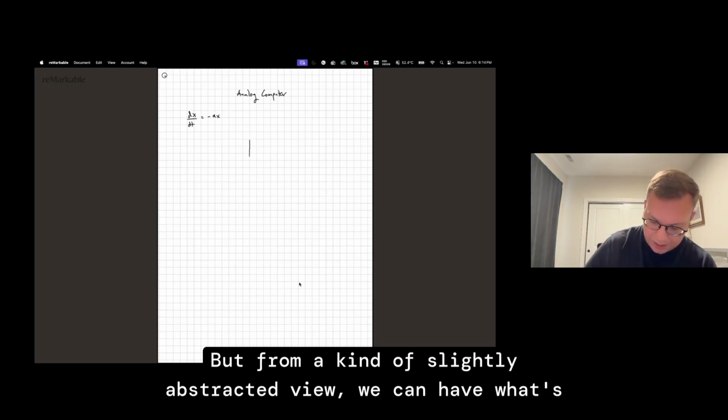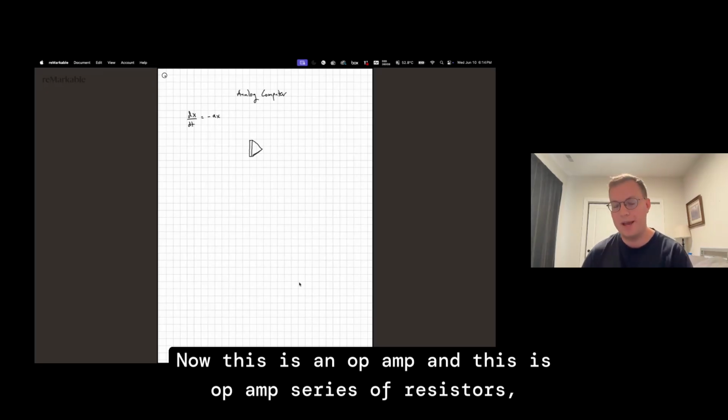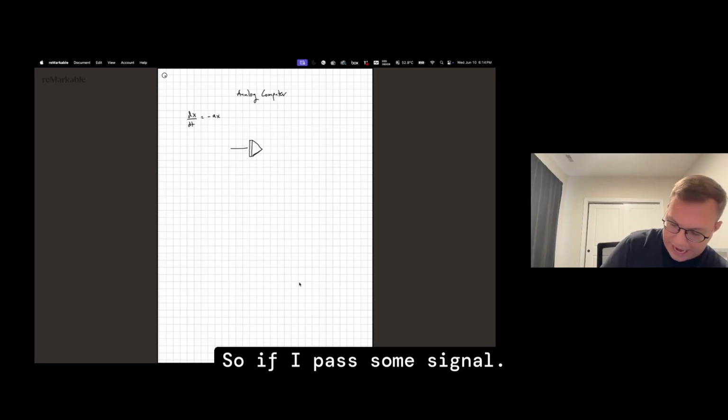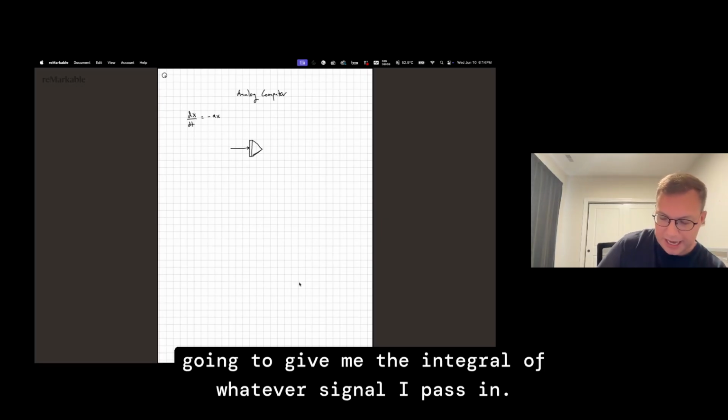But from a slightly abstracted view, we can have what's called an integrator element. This is an op-amp, a series of op-amps, resistors, transistors, and capacitors that will integrate any voltage that you put into it. So if I pass some signal, which has a voltage and represents my x, it's going to give me the integral of whatever signal I pass in.